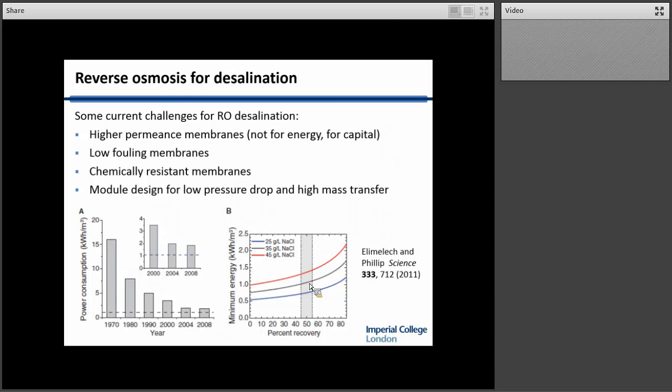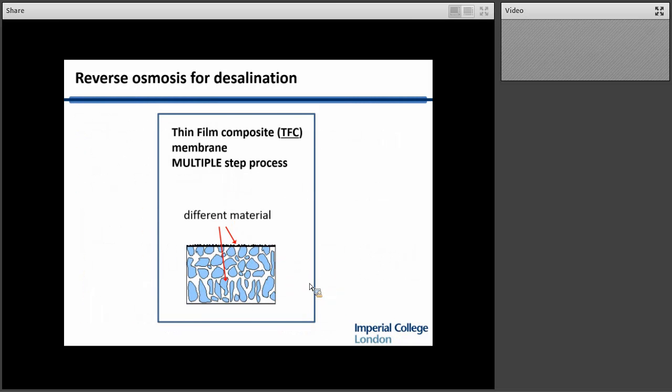How we can produce chemically resistant membranes that we could more readily clean or sterilize, and also how we can produce modules with lower pressure drops and high mass transfer. I'll come back to that at the very end of my talk. But one way of trying to develop better membranes, of course, is to understand how the membranes we have work.